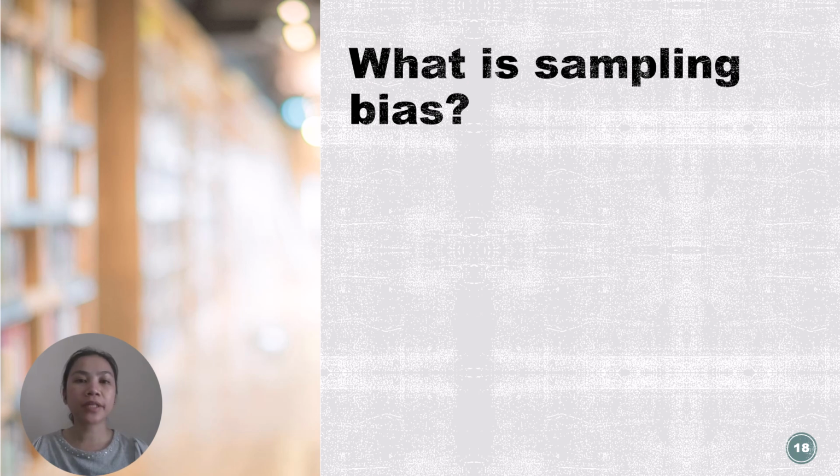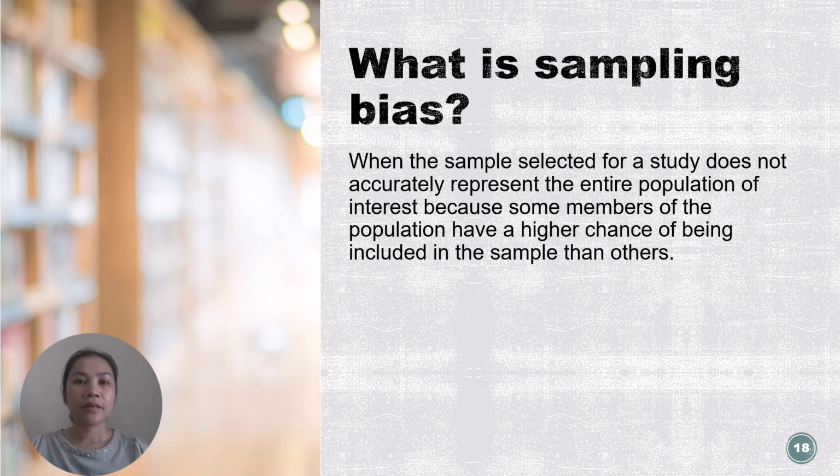Now I'll discuss what sampling bias is. It occurs when the sample selected for a study does not accurately represent the entire population of interest, because some members of the population have a higher chance of being included in the sample than others. To make this simple, imagine you want to know everyone's favorite flavor of ice cream, but you only ask your friends who live on the same street. This wouldn't be a very good picture because your friends might all have similar tastes.